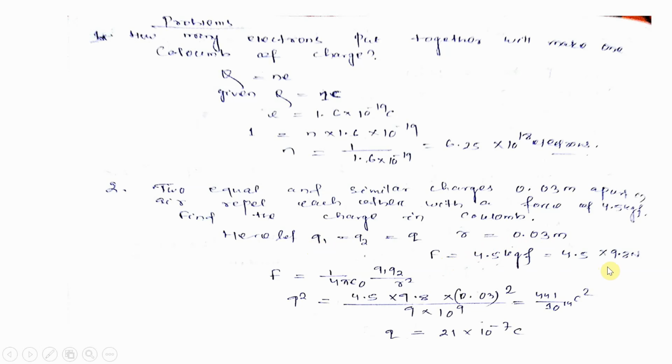We have to express it in Newton. So 1 kg force is 9.8 Newton, and 4.5 kg force becomes 4.5 into 9.8 Newton. From Coulomb's law we know the expression for force, F equal to 1 by 4 pi epsilon naught Q1 Q2 by r square, and putting all the values for F, and the value of 1 by 4 pi epsilon naught is 9 into 10 to the power 9. Finally we can get the expression for the charge.